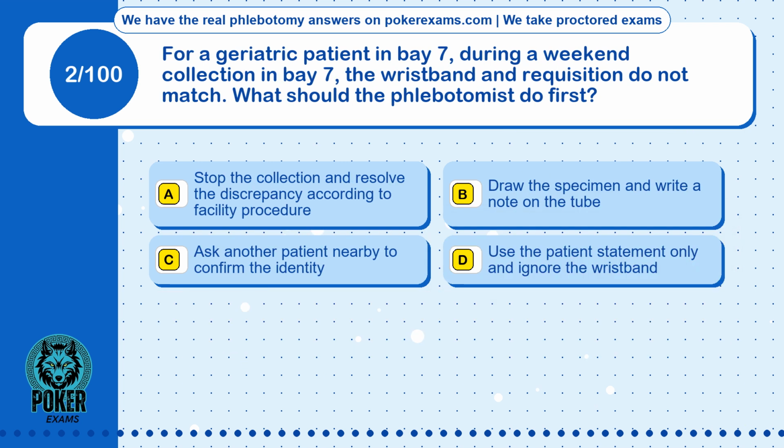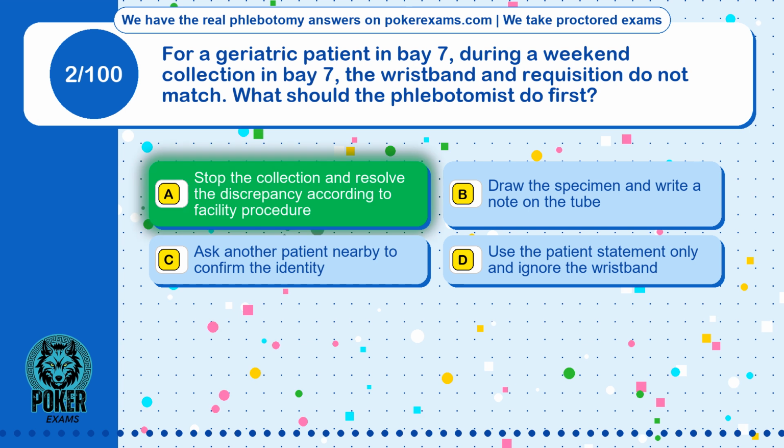Question 2. For a geriatric patient in Bay 7, during a weekend collection, the wristband and requisition do not match. What should the phlebotomist do first? Option A. Stop the collection and resolve the discrepancy according to facility procedure. Option B. Draw the specimen and write a note on the tube. Option C. Ask another patient nearby to confirm the identity. Option D. Use the patient's statement only and ignore the wristband.